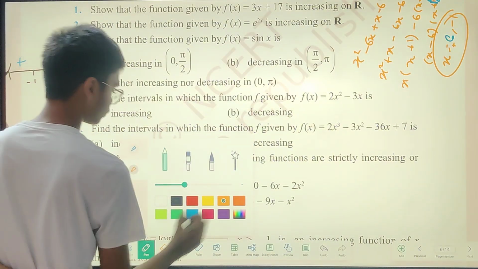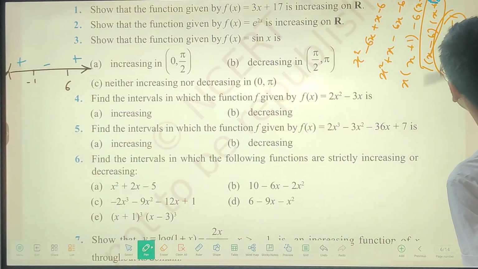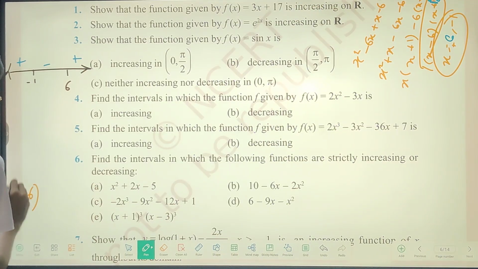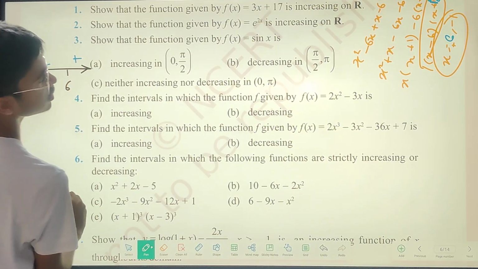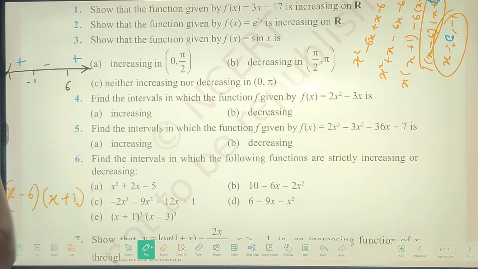Check this. We will write it here: x plus 1. First we will check whether it is correct or not. Any number greater than 6 gives positive, any number lesser than minus 1 is okay. Here, between them, it will be negative only. There it is also going to be negative, so it is going to be positive.